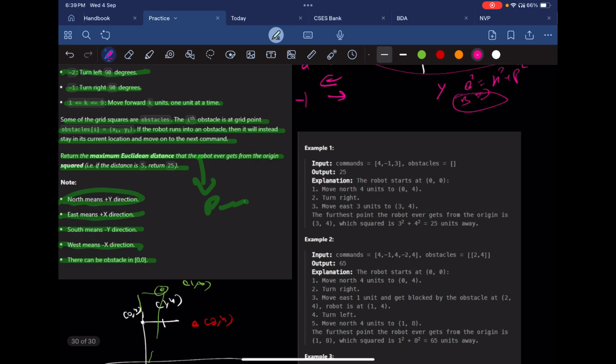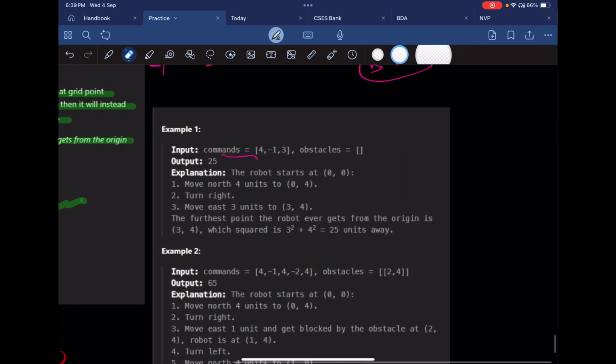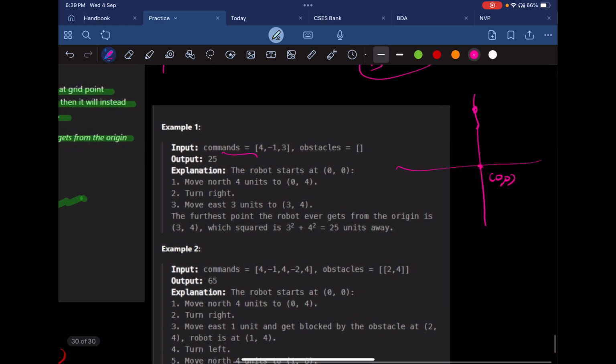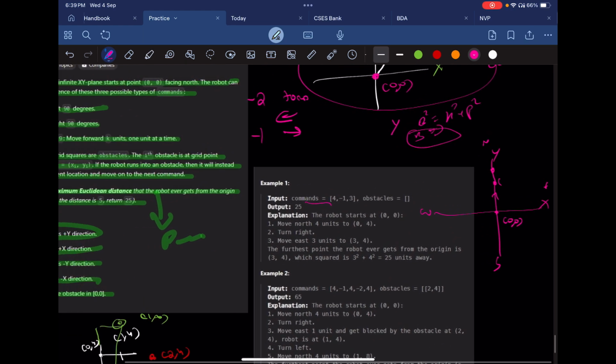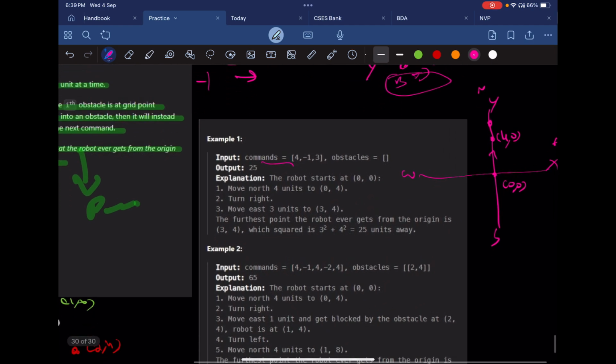So let's jump into the example. We are given commands 4, -1, and 3. Initially we have 0, comma 0. Now the first command is 4. Let's suppose this is x and this is y. Initially the direction is upward, on the north side. So this is north, as you know: east, west, north, and south. We go 4 for the first time. So this is 0, comma 4, I guess. Yeah, sorry, 4, comma 0. This is 4, comma 0, and now it says -1.